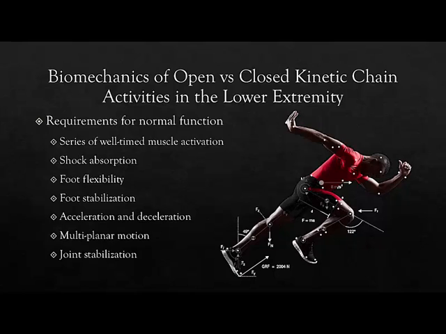Walking, along with the ability to change direction, requires coordinated joint motion and a complex series of well-timed muscle activations. Biomechanically, shock absorption, foot flexibility, foot stabilization, acceleration and deceleration, multiplanar motion, and joint stabilization must all occur in each of the joints in the lower extremity for normal function. Understanding how these biomechanical events occur during both open and closed kinetic chain activities is essential for clinicians creating the rehabilitation protocol.